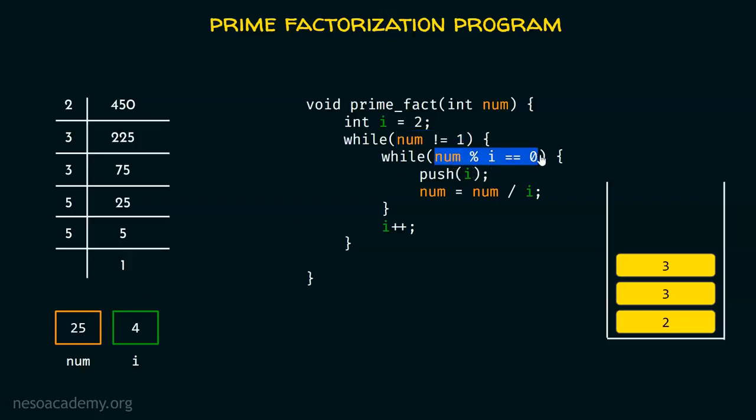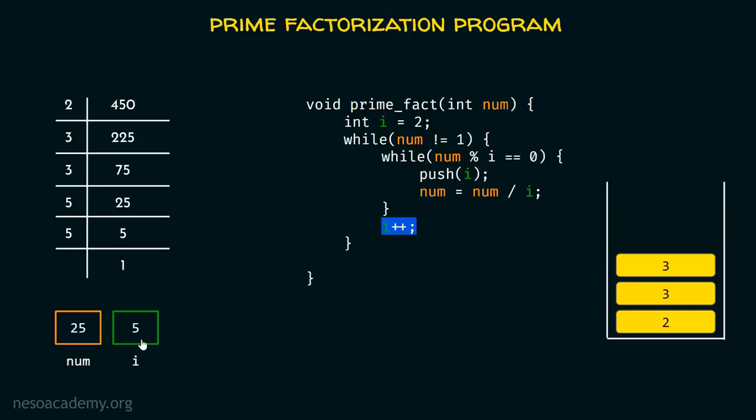Is num mod I equal to 0? Of course, you can see that num mod I is not equal to 0, right? If we try to divide this number by 4, we will not get 0 as the remainder. Therefore, we have to get outside of this while loop. And here again, we have to increment the value of I by 1.